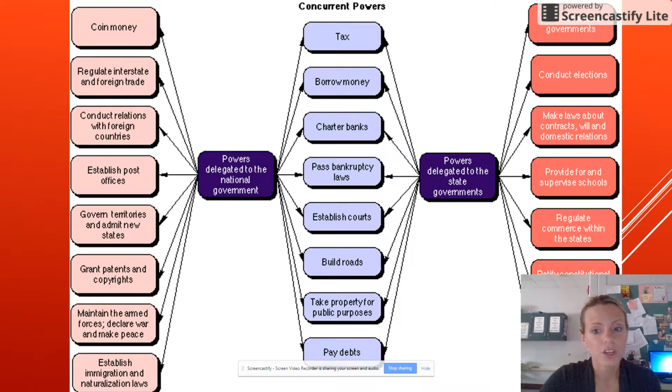If you look at this chart here, it looks kind of like our Venn diagram. You get the idea on the coin money, regulate interstate and foreign trade. Those are obviously going to be powers delegated to the national government. And then providing for local governments, conducting elections, making laws, contracts, wills, etc., powers to the state. And then everything in the middle is kind of the concurrent powers. That's what they can both do.